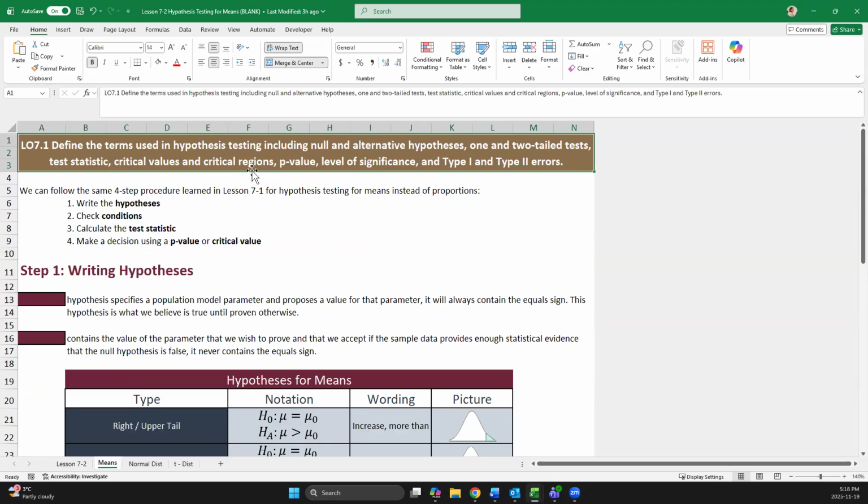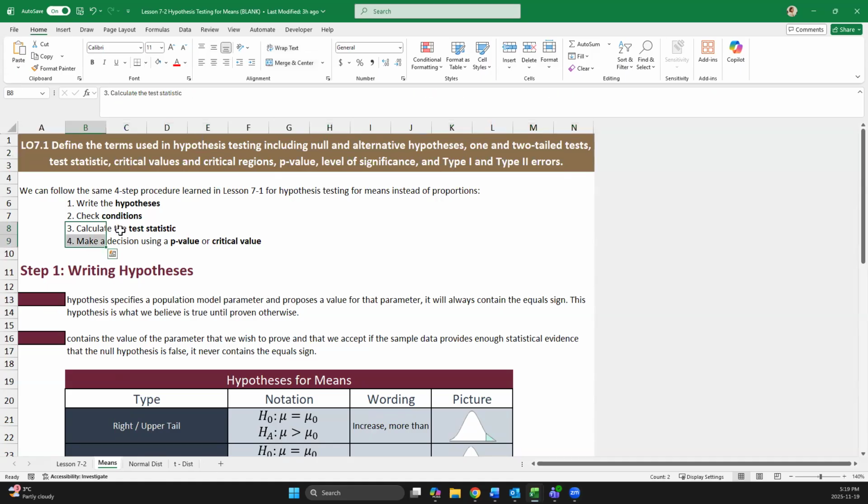The first 2 steps are still to write the hypotheses and check the conditions, and steps 3 and 4 are still to calculate the statistic, and then finally to make a decision using either the p-value or critical value methods. First, we're going to talk about steps 1 and 2, writing the hypotheses and checking the conditions. And then we're going to talk about steps 3 and 4 over the next 2 sheets.